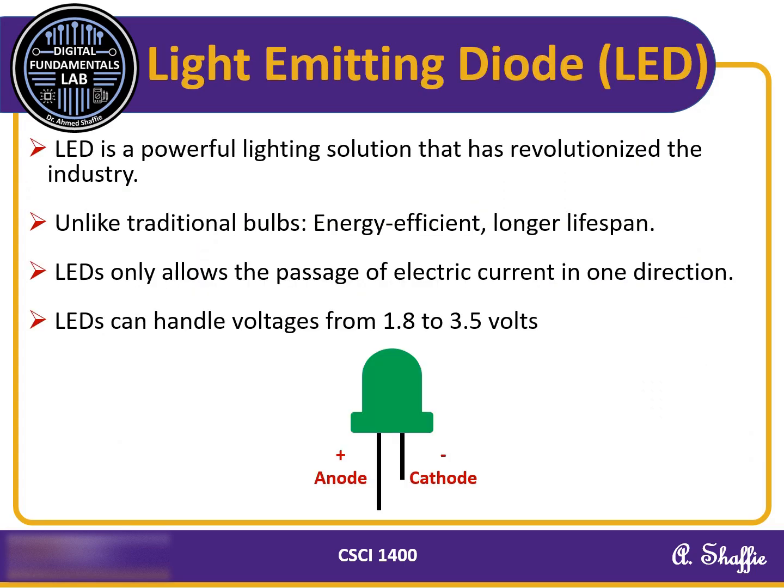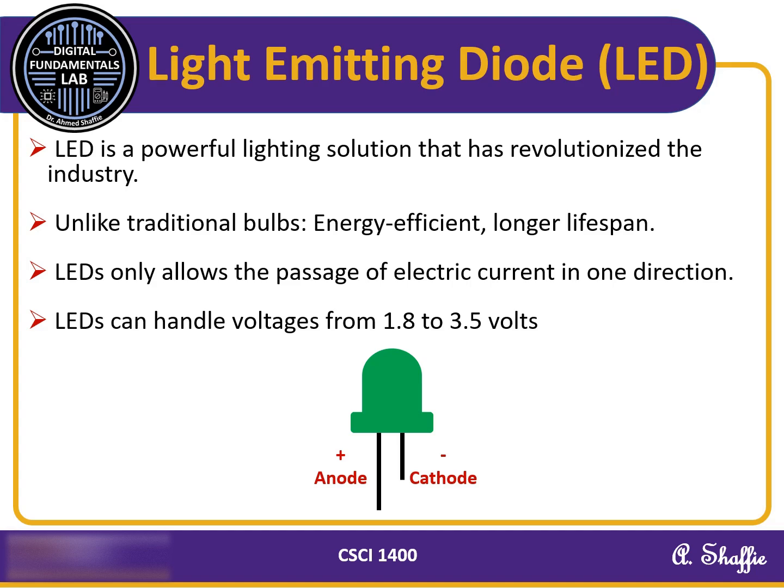Now, let's talk about LEDs, or light emitting diodes. LEDs are a powerful and energy efficient lighting solution that has changed the industry. Unlike traditional bulbs, LEDs consume less energy and have a much longer lifespan. An important characteristic of LEDs is that they allow the passage of electric current in only one direction. In terms of voltage, LEDs typically handle between 1.8 to 3.5 volts.